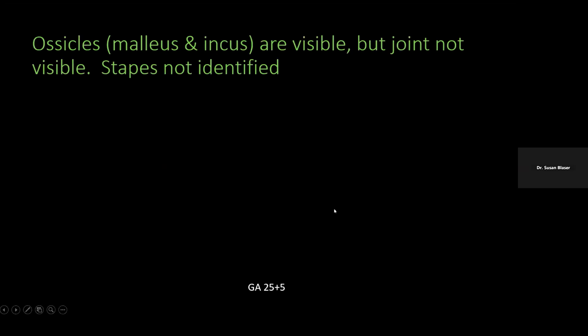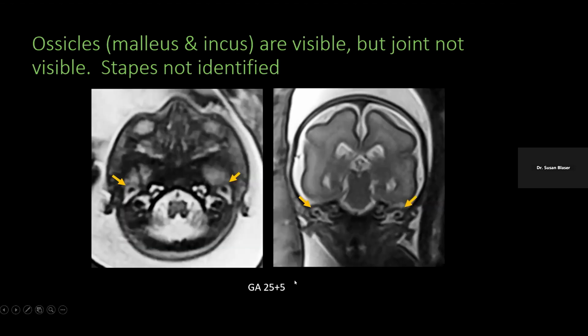Now, the ossicles, the malleus and incus, are going to be visible, but the joint never is visible. So your ossicles tend to look like a lump, and the stapes is almost never identified. So here's a 25-weeker, and you can see on the axial view and on the coronal view, ossicles looking basically like the ice cream cone fused together. They are normal. You don't see the actual mallear joint just because you never really will, even in the older fetus.